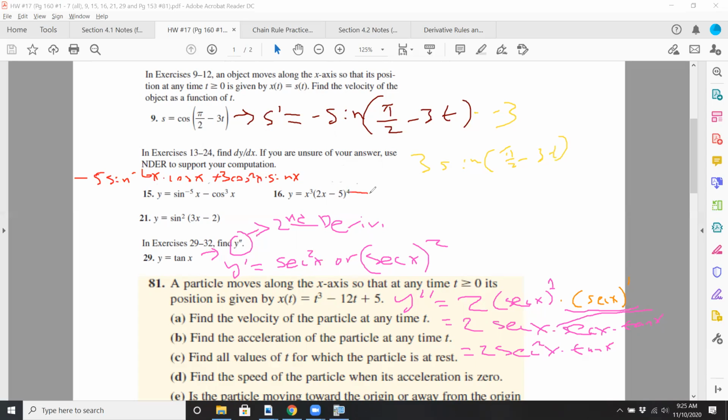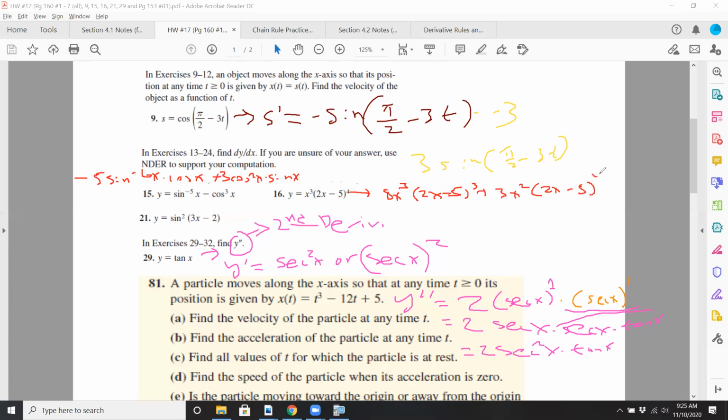Okay. 16 is going to look like this. That's going to be 8x cubed, 2x minus 5 raised to the third power, plus 3x squared, because that's the root of x cubed, right? And you keep the other part intact. 2x minus 5 raised to the 4th power. And you can leave it like that.